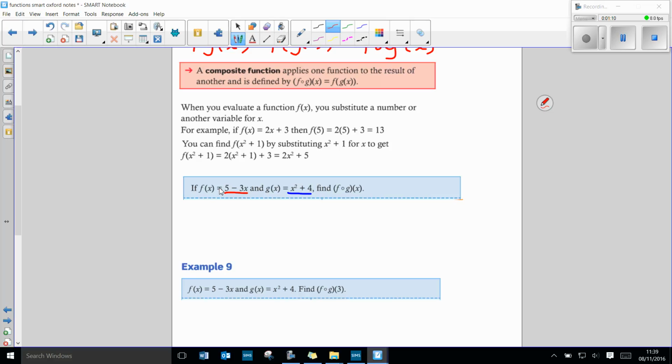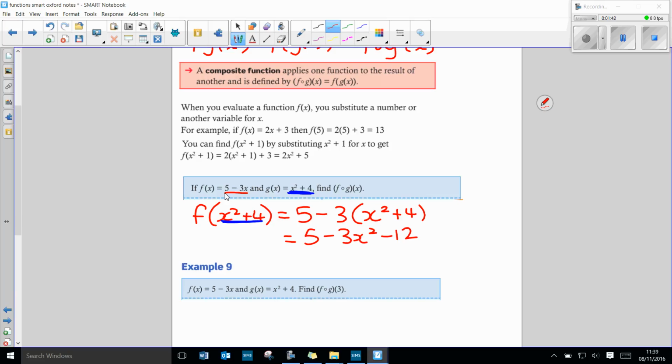So what we're going to be doing is we'll be substituting into f the function of g, which in this case is x squared plus 4. So the function g has been written into the f. We then look at our function for f and we see that's 5 minus 3 lots of x, which in this case is x squared plus 4. Expand our bracket and join like terms.